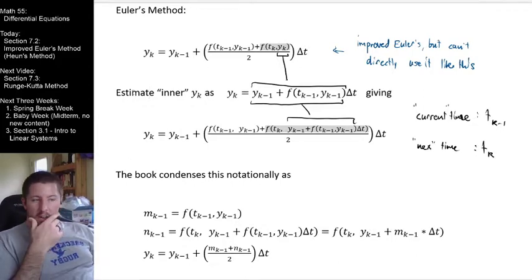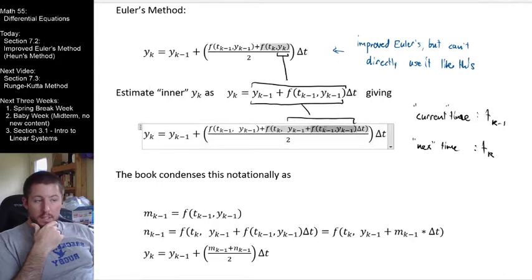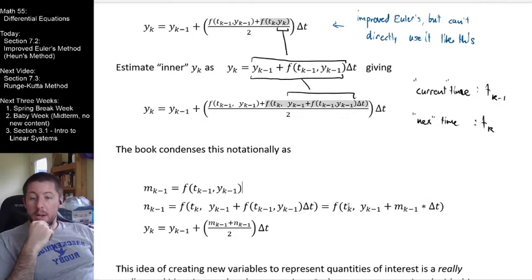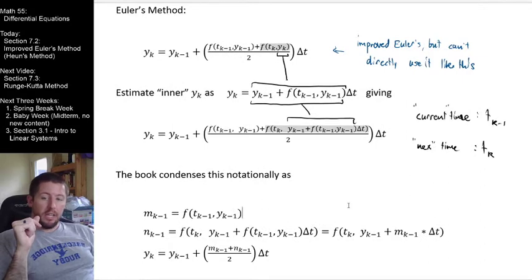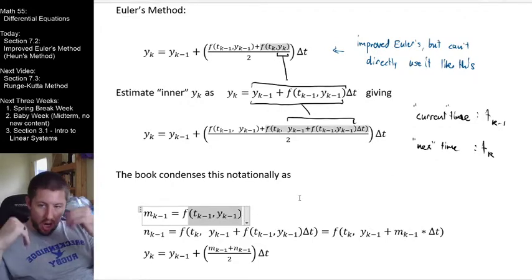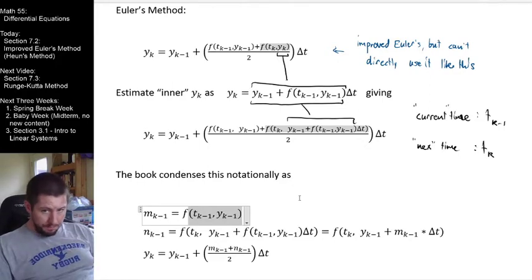So this is using our current time once right here, but again right here. So it looks like we're going to want to use that in two different locations in our estimate. The book does a very smart thing notationally here that's going to help us a lot with writing some code for this. What we're going to do is call our slope at time k minus 1 m. Our slope is exactly equal to the function that is our differential equation, dy dt evaluated at the current time, t sub k minus 1.